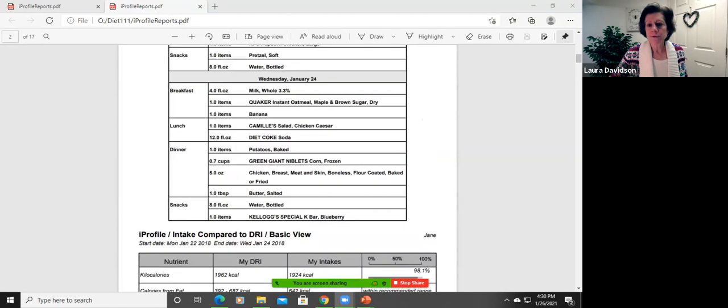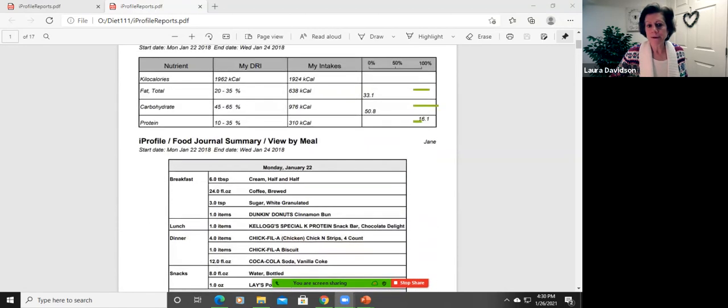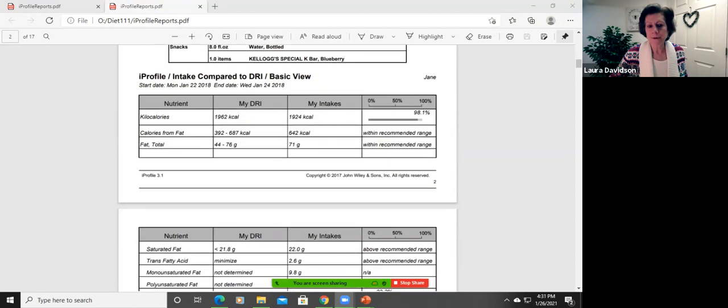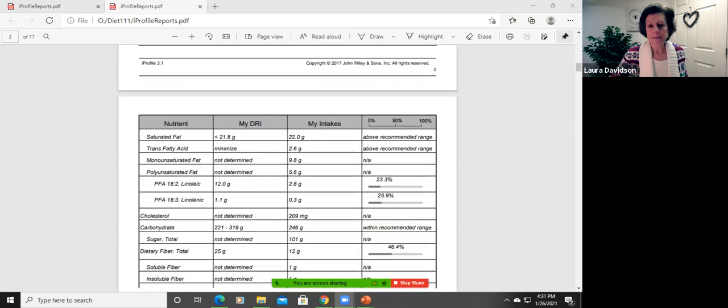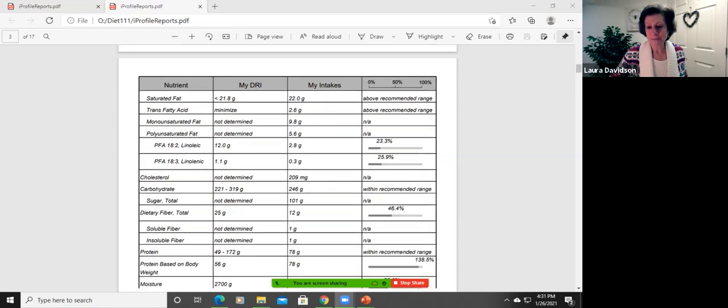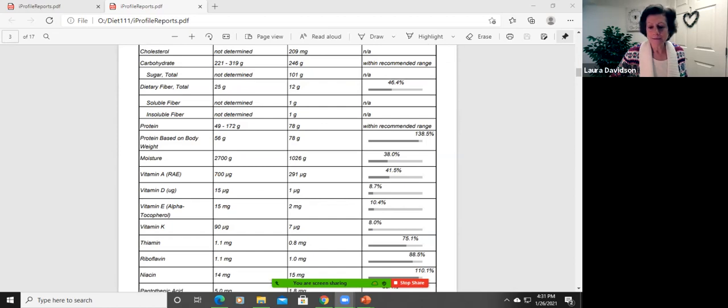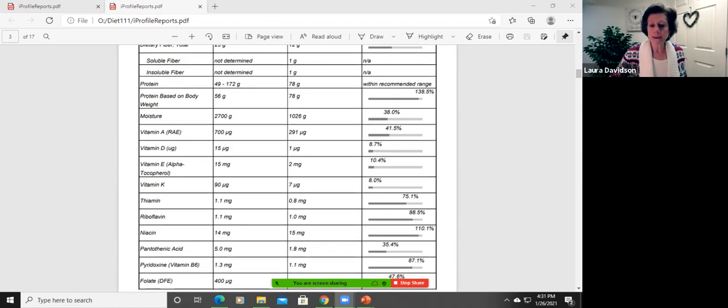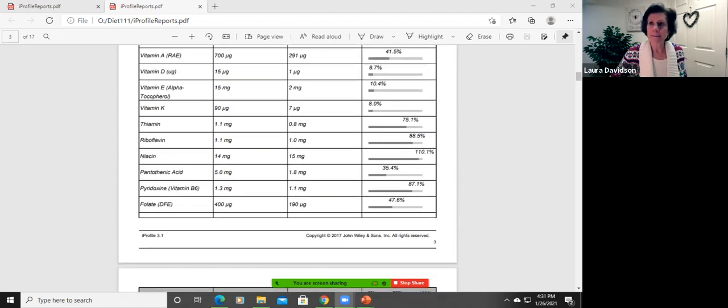So Jane was really in good shape here, but if we look further, we see some problems because her saturated fat is high. We're going to learn that that's an unhealthy fat. Her healthy fats are low, okay? Her fiber's low. Let's see what else. Lots of vitamins and minerals are low. So throughout this semester, you're going to be looking at this data and then telling me what it means and what you might change to live healthier.